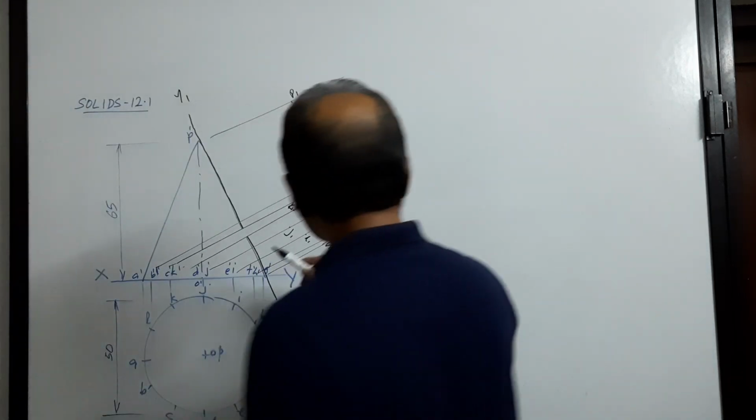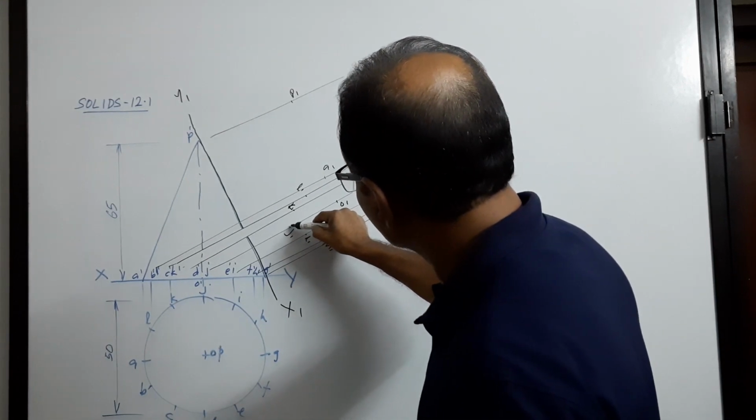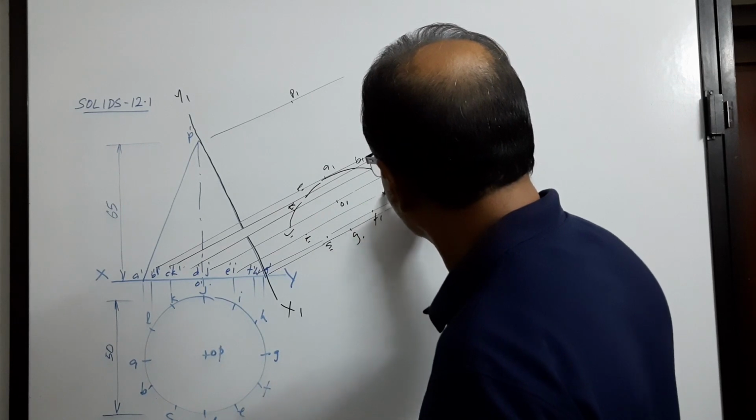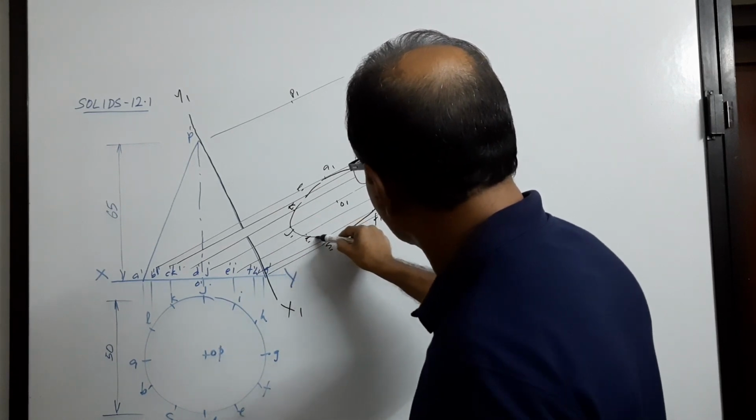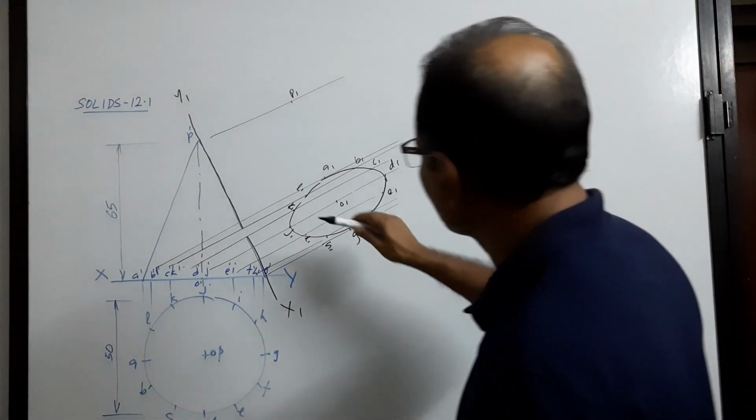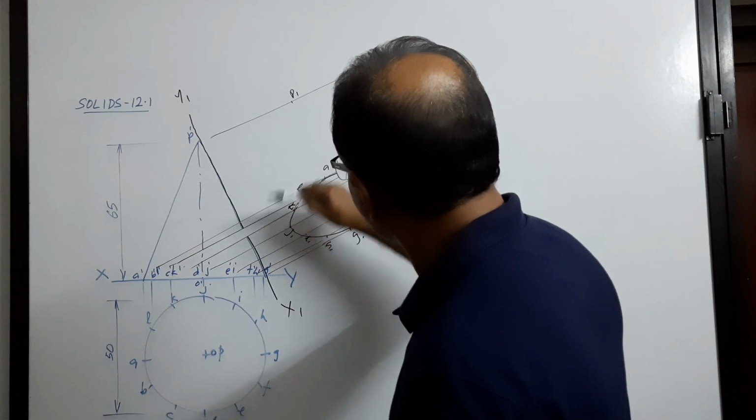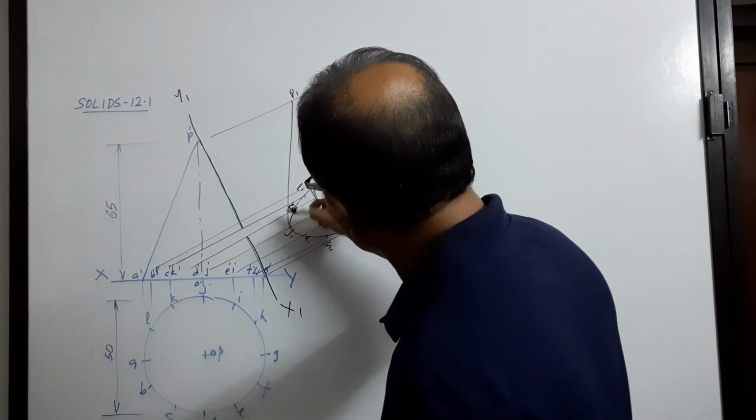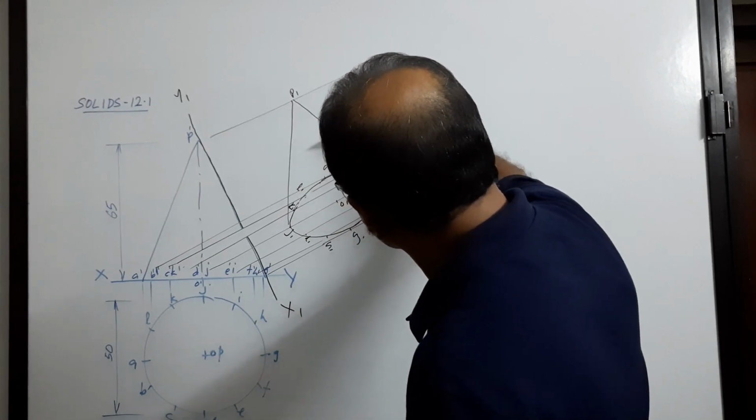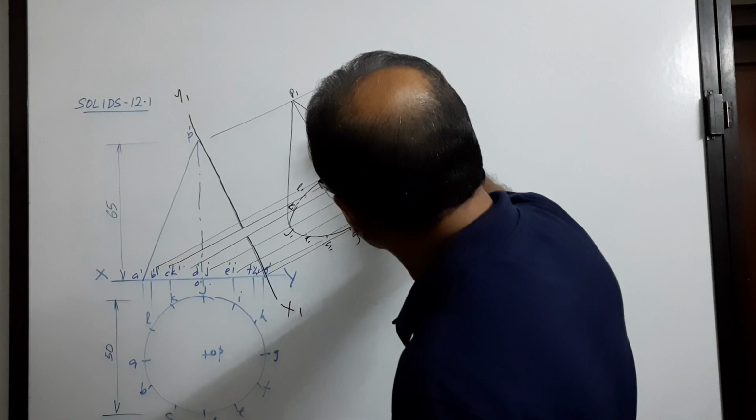P already marked. Connect these points by a smooth curve to get an ellipse. Draw the tangents to the ellipse. Axis.